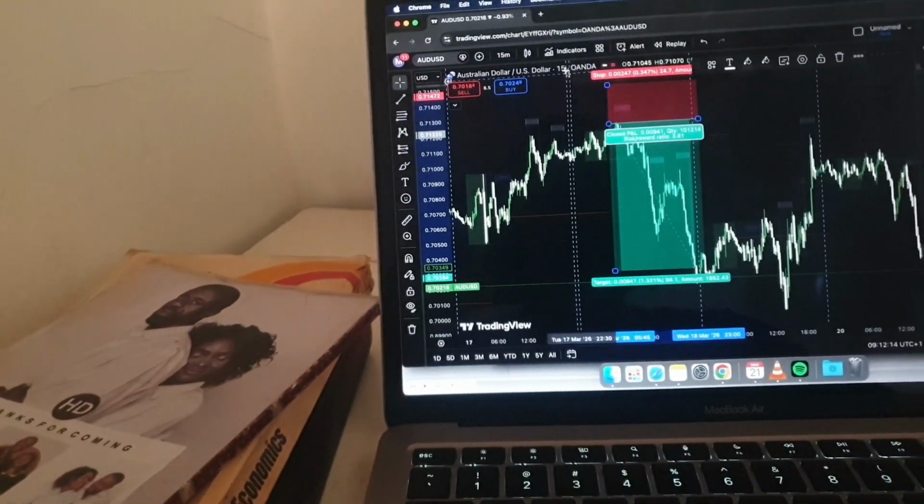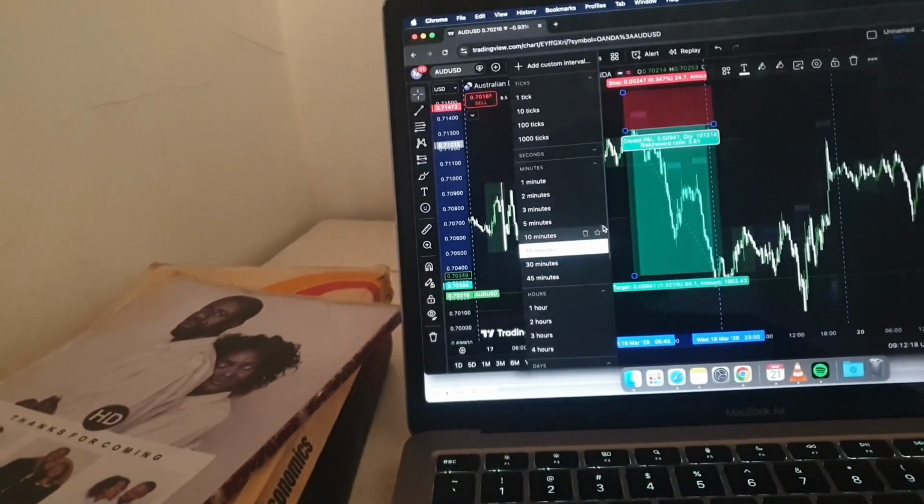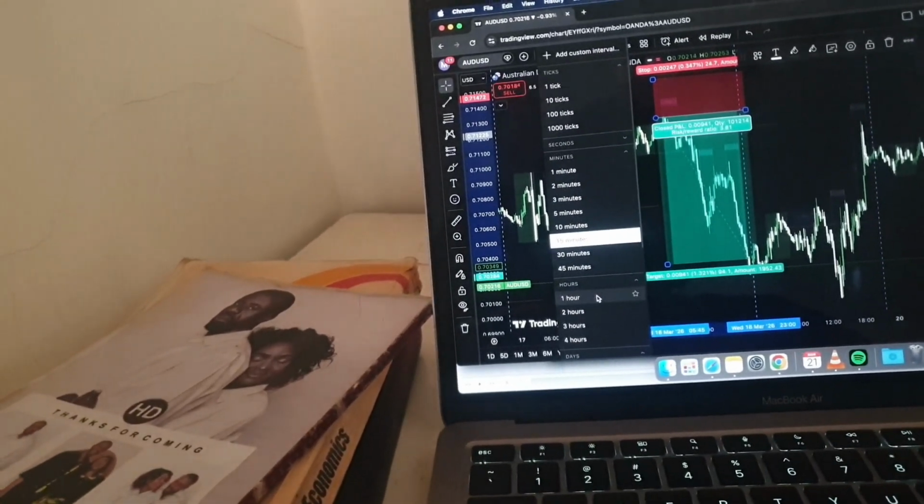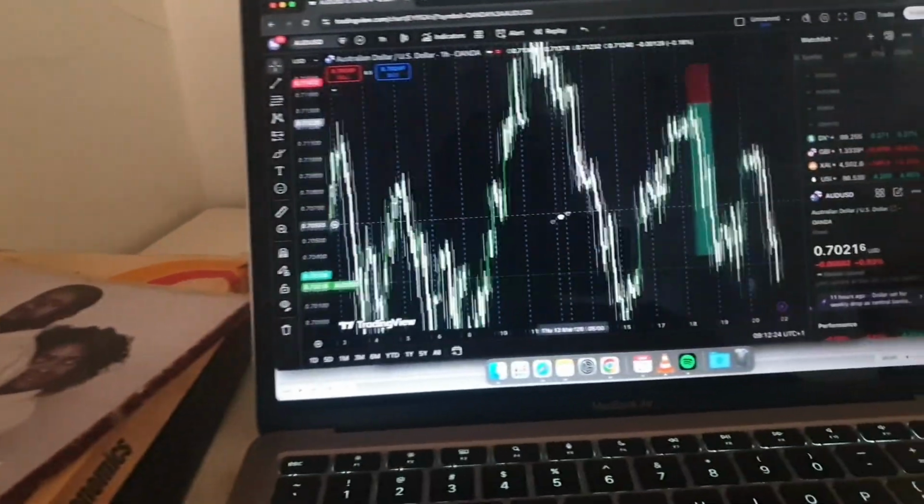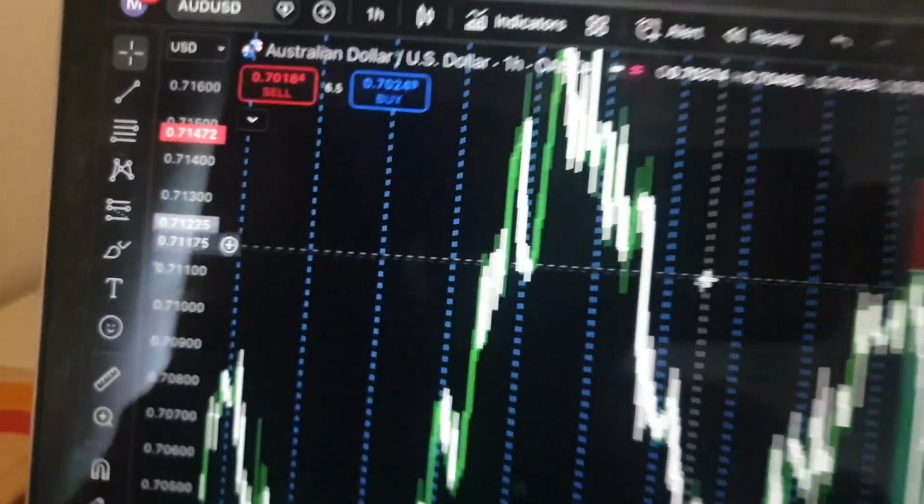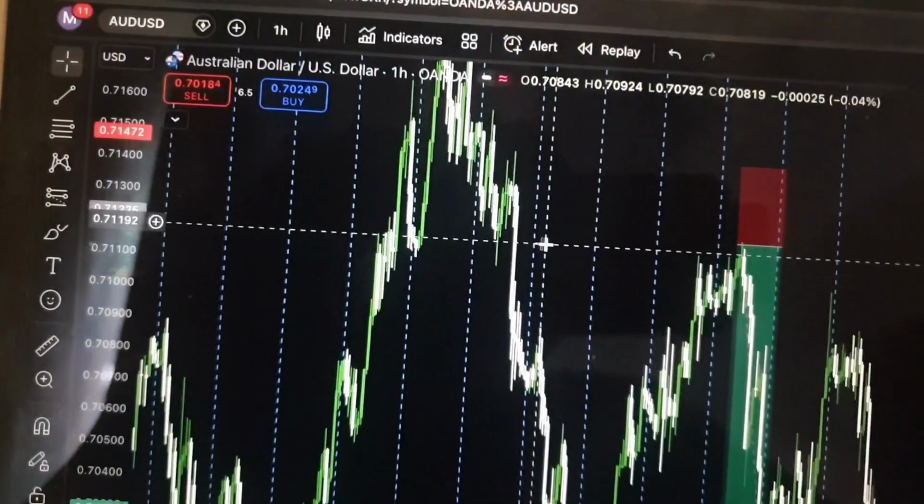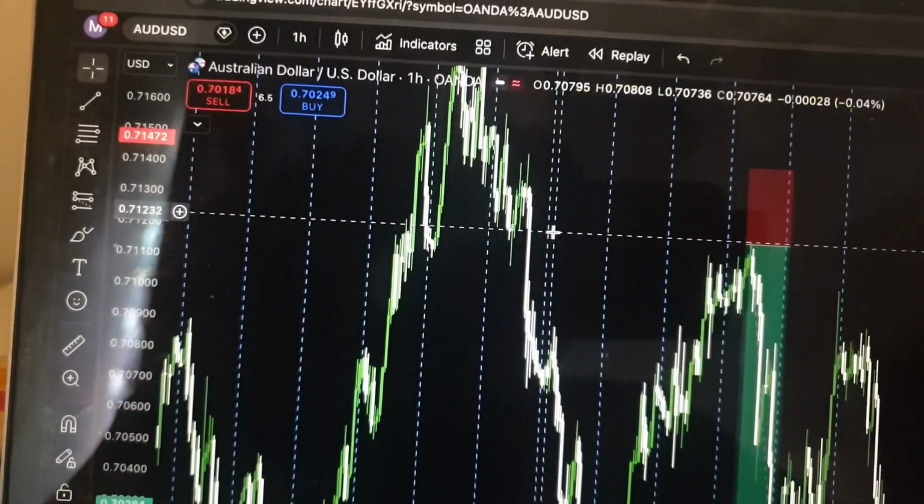But if you go to the 1 hour chart, you see that the trade entered this fair value gap. Yeah, this was why I took the trade. It entered the fair value gap.